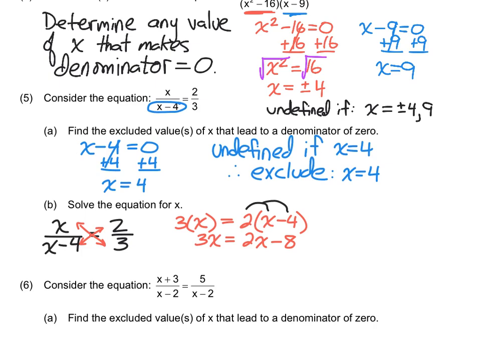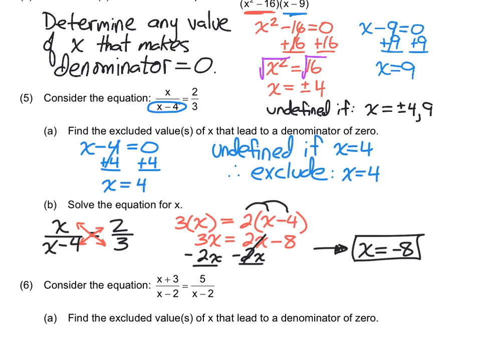What's my next move? Subtract the 2x. So I'm going to get x equals negative 8. Now, here's the big thing. So I have my solution for x. X equals negative 8. This excluded value of 4, it ended up being irrelevant. It ended up not mattering at all.